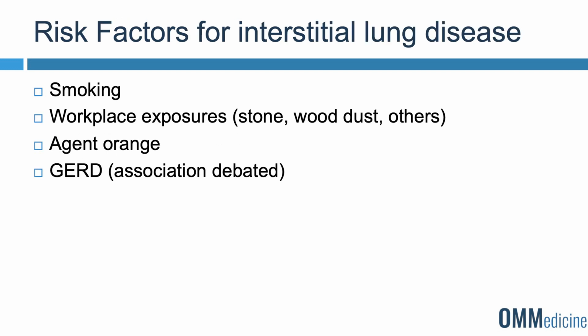Now, there are some risk factors for developing interstitial lung disease and idiopathic pulmonary fibrosis, but it's important to remember that in IPF it is indeed idiopathic, so there is not one single cause that can be identified. Some of these risk factors are smoking and workplace exposures like stone, wood, dust, or other items that can be aerosolized and breathed in and then cause fibrosis or scarring of the lungs. Agent Orange is a historically significant and board-relevant risk factor for developing interstitial lung disease and IPF, and GERD is sometimes believed to be a risk factor for IPF as well. However, this association is still debated.